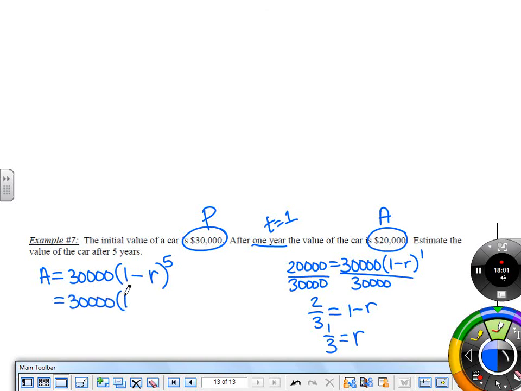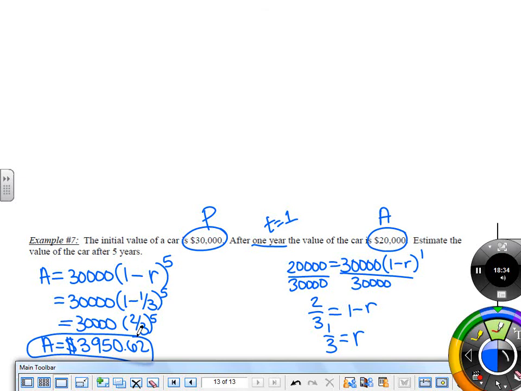So I have 30,000 times 1 minus 1/3, which gives me 2/3. Again, I'm going to raise that to the power of 5 times my original $30,000 amount to find my new amount. So in my calculator, I'm going to make sure that when I do the calculations, I have parentheses around the 2/3 when I raise it to the power of 5, and then multiply that by my 30,000. And I have $3,950.62, and that's very sad. That's a very low amount.